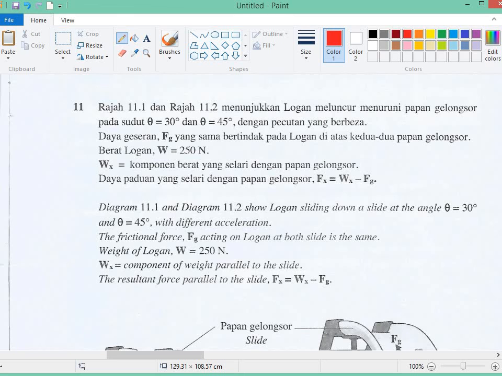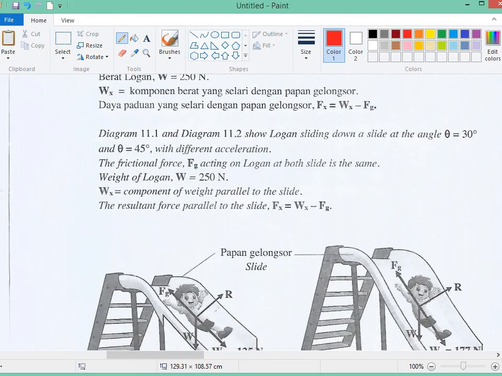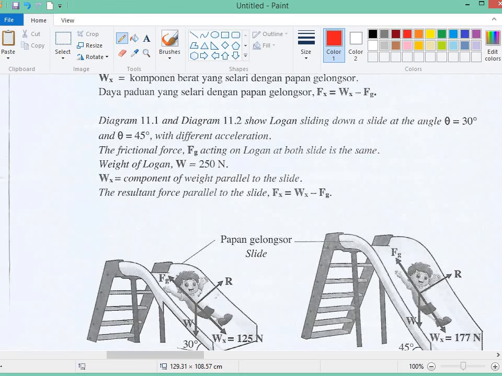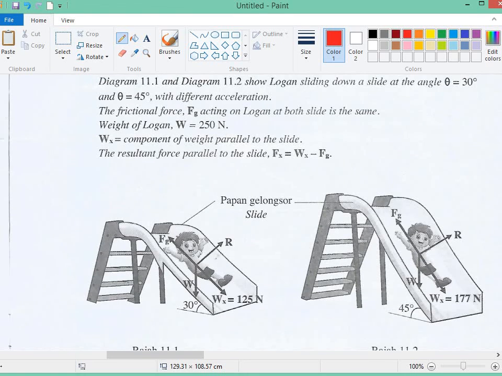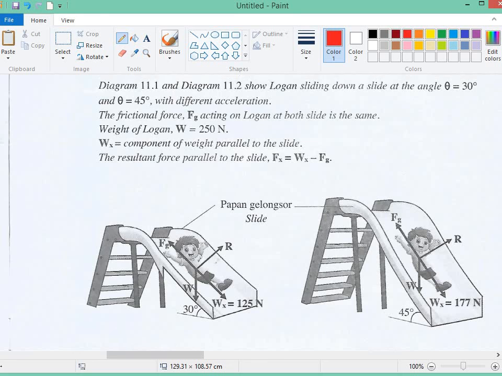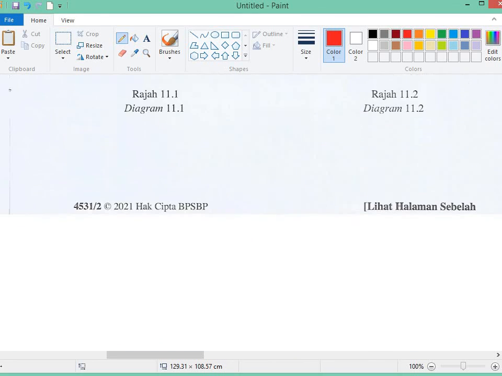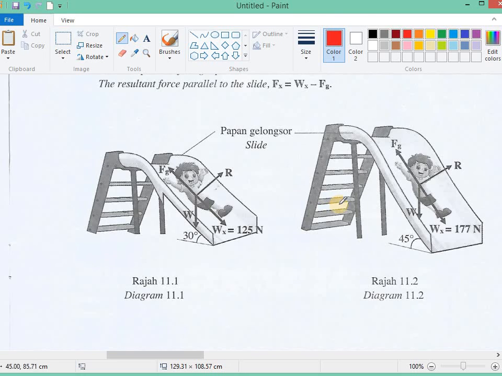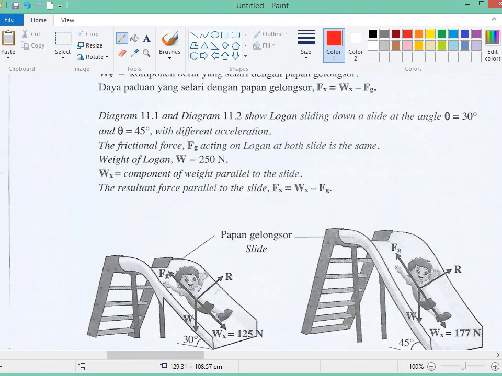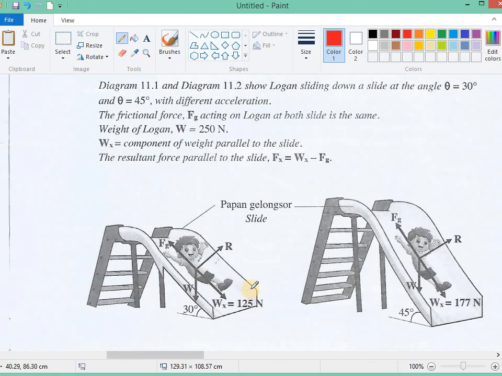Diagram 11.1 and diagram 11.2 show Logan sliding down a slide at an angle of 30° and 45° with different acceleration. The frictional force acting on Logan on both slides is the same. Weight of Logan is 250 Newton. Here they already give you the x component: this one is 155 Newton, this one is 177 Newton.